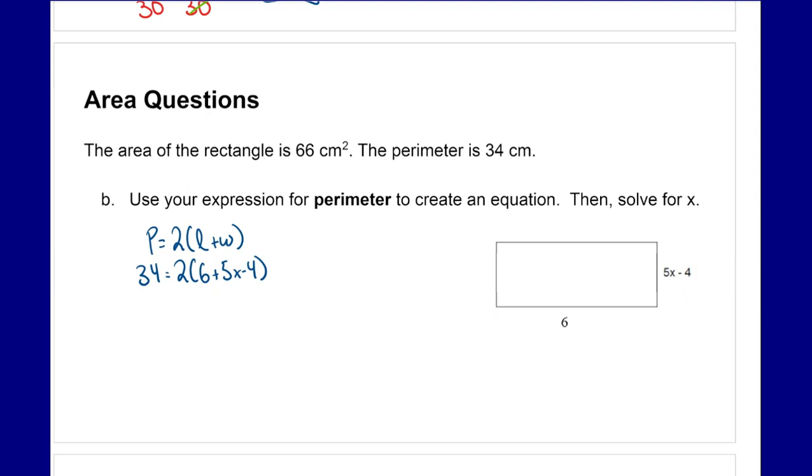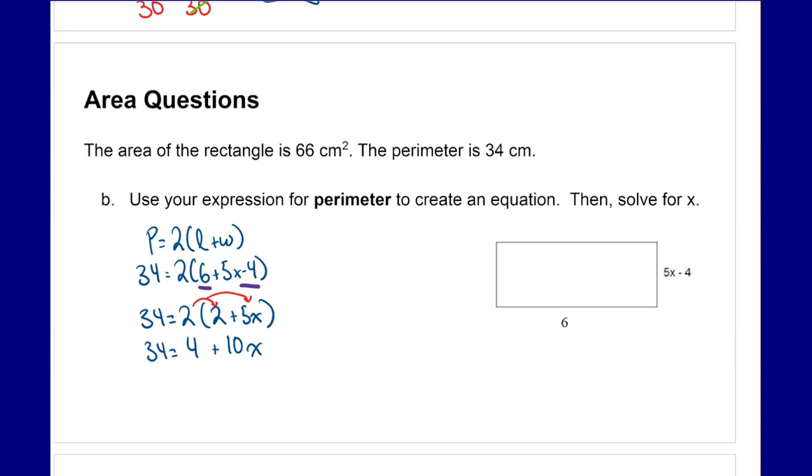We might say, well, I'm going to multiply my 2 through to my bracket. However, I'm going to do one step first. I'm going to simplify it and collect like terms, the 6 and the minus 4. So 34 equals 2 times 6 minus 4 is 2 plus the 5x. Now I can work through my brackets. So that 2 is going to multiply through to both parts. So 34 equals 4 plus 10x.